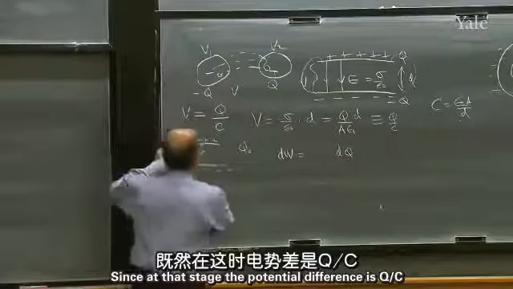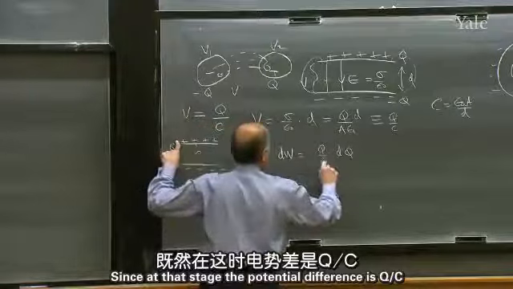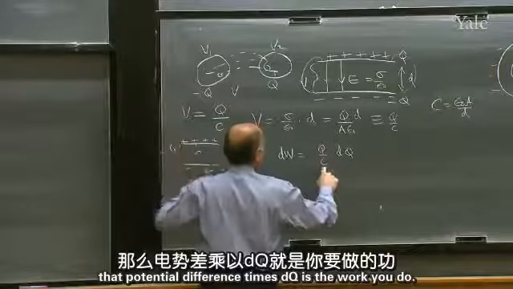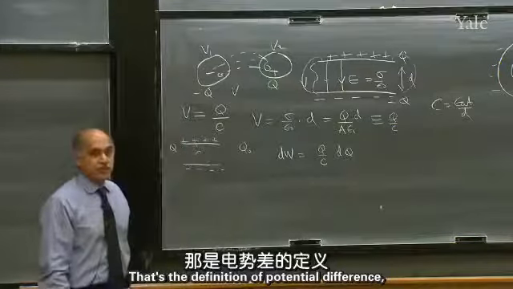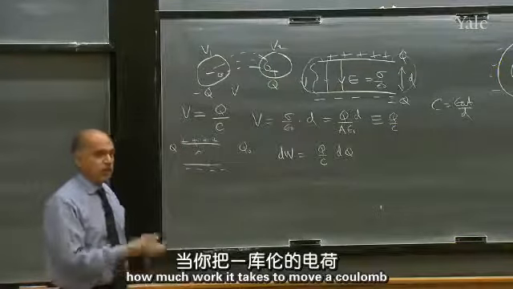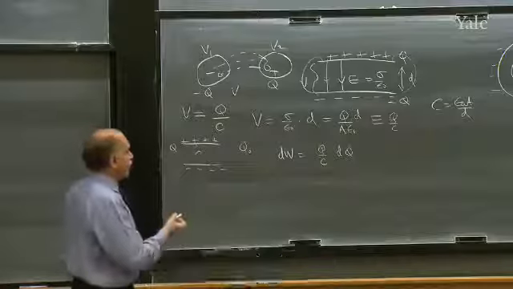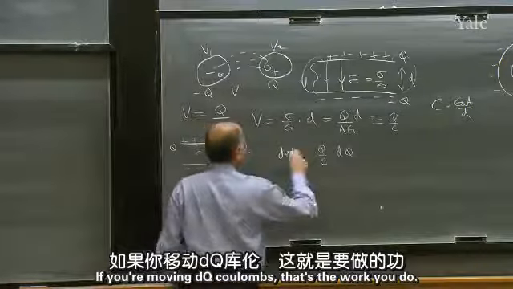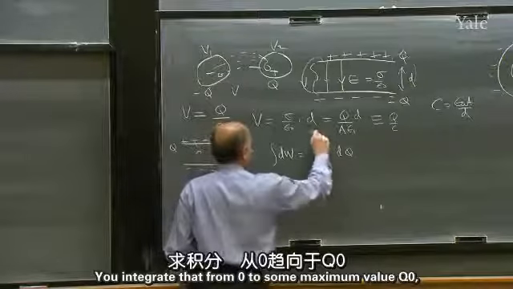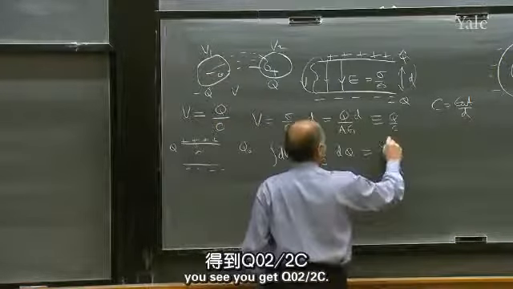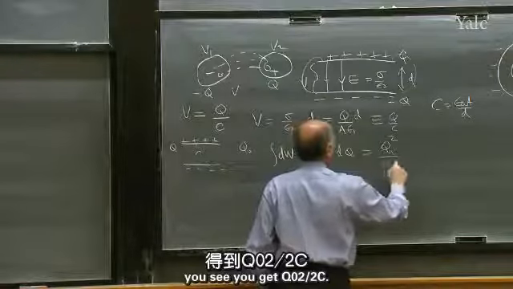Since at that stage the potential difference is Q over C, that potential difference times dQ is the work you do. That's the definition of potential difference: how much work it takes to move a coulomb from one plate to the other. If you're moving dQ coulombs, that's the work you do. And if you integrate that from 0 to some maximum value Q naught, you get Q naught squared over 2C.